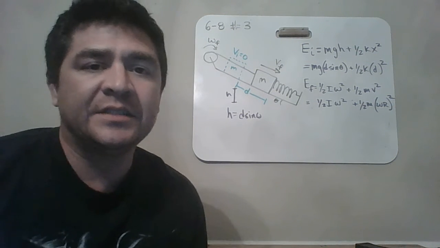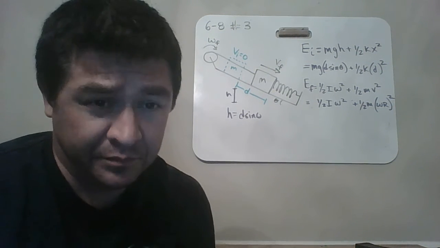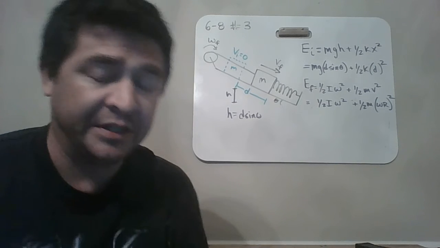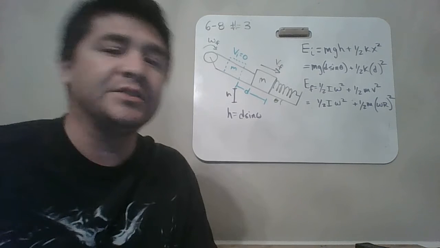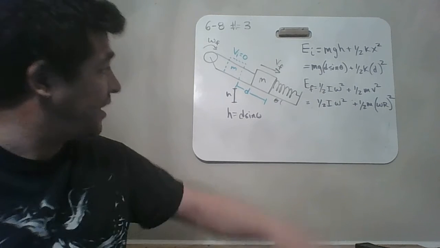All right, what do we got here? 6-8, number 3. They're asking for a final velocity, so that's a big clue that we should use an energy approach. There's a spring involved, also a big clue to use an energy approach. So let's see, what do we got?